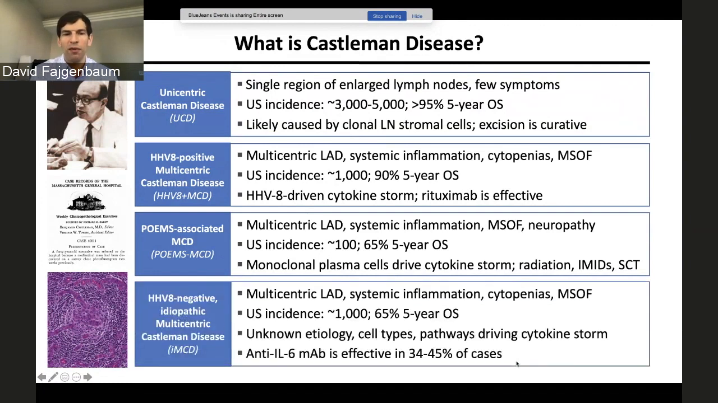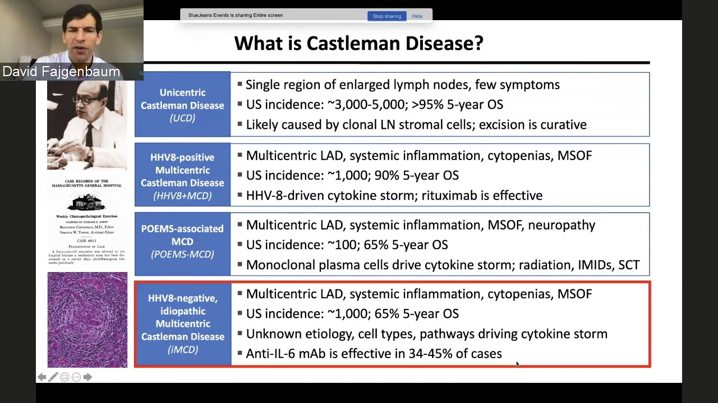And the third type of multicenter Castleman disease is what we call idiopathic multicenter Castleman disease. And that's where you get a similar cytokine storm, but there is no virus and there is no paraneoplastic cancer that is causing the cytokine storm. So we don't know what causes it, so we call it idiopathic. Very little is understood about it, but thankfully we do know that targeting one particular cytokine called interleukin 6 is actually quite effective in about 1/3 to 1/2 of patients.